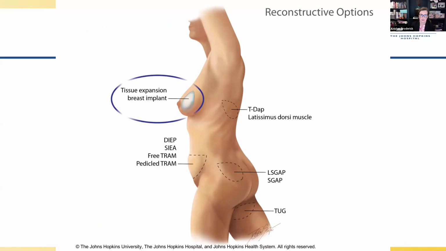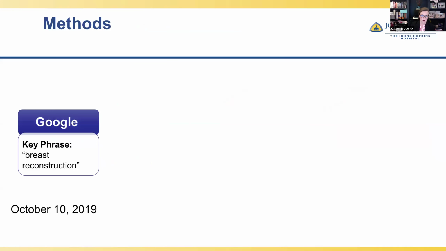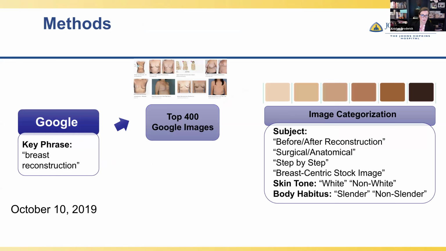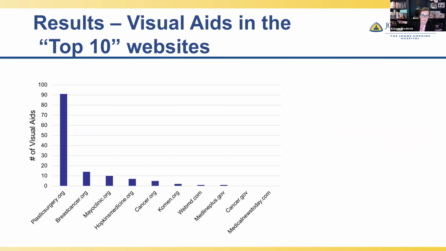So these are our options that we talk about with patients, but what does that really look like? What does it look like in the middle? Readability has been well described, so we feel like we do a good job in terms of educational literature, but visual content is very, very sad. So we did a Google search, which isn't very fancy research, but it helps us understand what most people find, where we looked at breast reconstruction and took images, and we were specifically looking for the images in the top 10 websites.